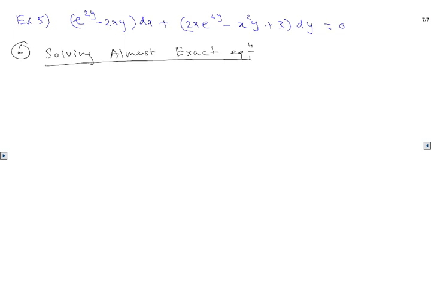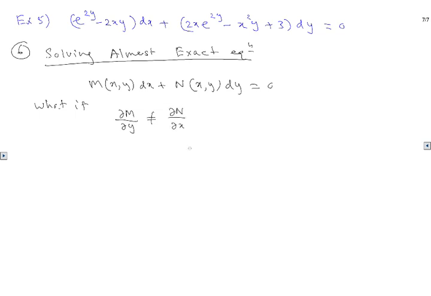Solving almost exact equations. So let's look at a problem like M(x,y) dx plus N(x,y) dy equals 0, and then we check the condition. So what if the partial of M with respect to y does not equal the partial of N with respect to x? There's a very good chance that this is the case. So that means it is not exact. If it is not exact, in certain situations, not always, we can solve this.